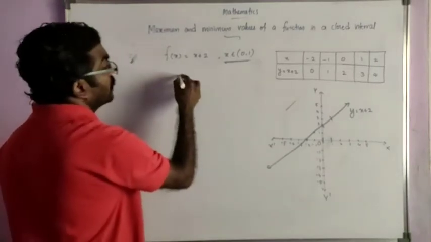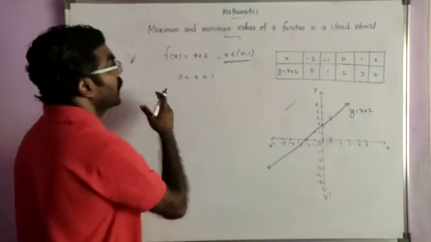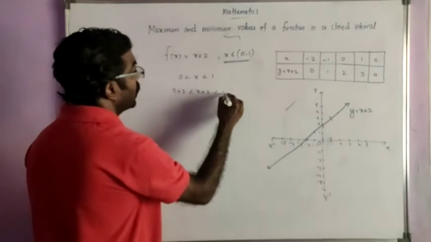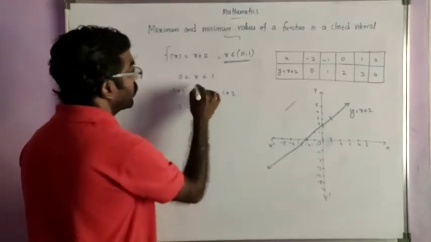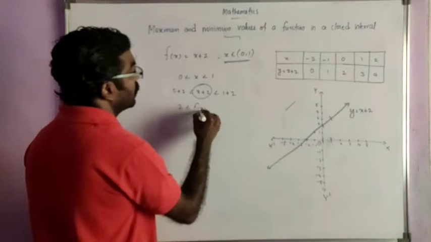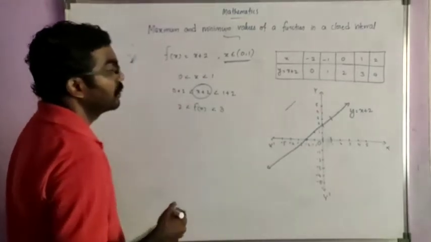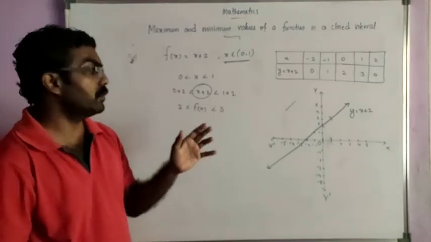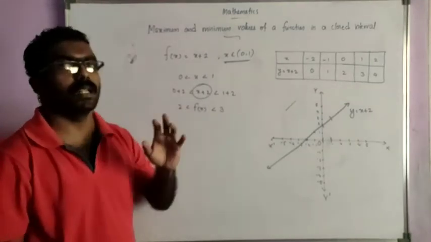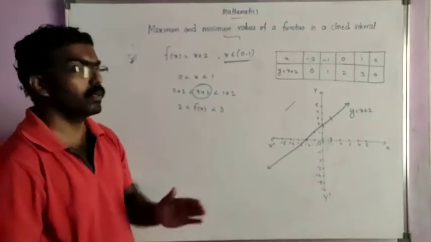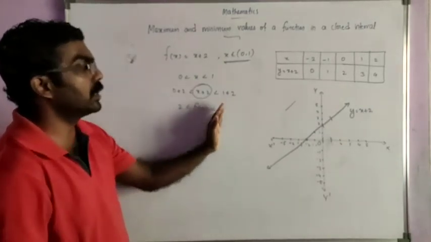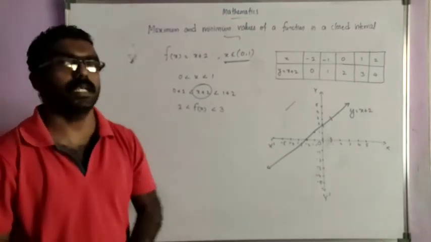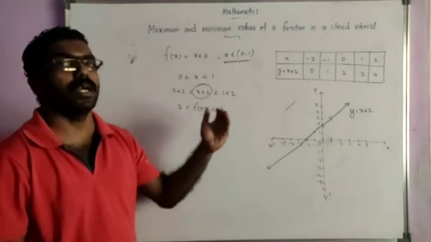Here we can write 0 less than x less than 1. We can add 2 on the inequality. 0 plus 2 less than x plus 2 less than 1 plus 2. So 2 less than x plus 2, that means f of x, is less than 3. Okay, that means the value of f of x lies between 2 and 3 in the given domain. So it will be more than 2 and less than 3. But we cannot say the least value and the highest value, that means the minimum value and the maximum value.